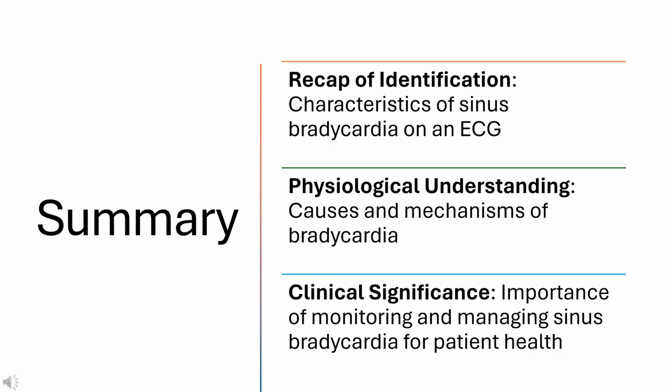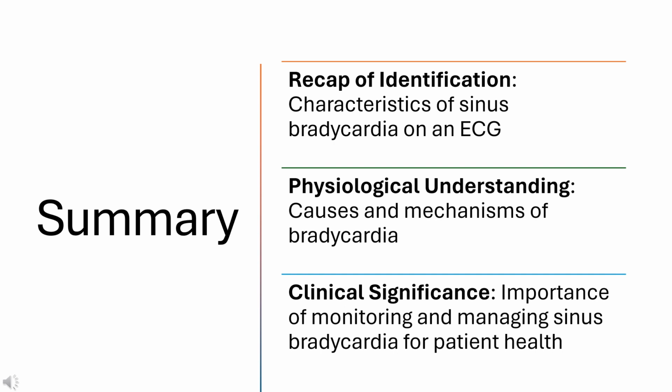Let's do a quick summary of what we've learned in this presentation. We can now identify sinus bradycardia on the ECG. There's a regular rhythm. The rate is less than 60 beats per minute. Every P wave has a QRS complex to go with it. The PR interval is between 0.12 and 0.2 seconds, and the QRS duration is between 0.06 and 0.12 seconds.